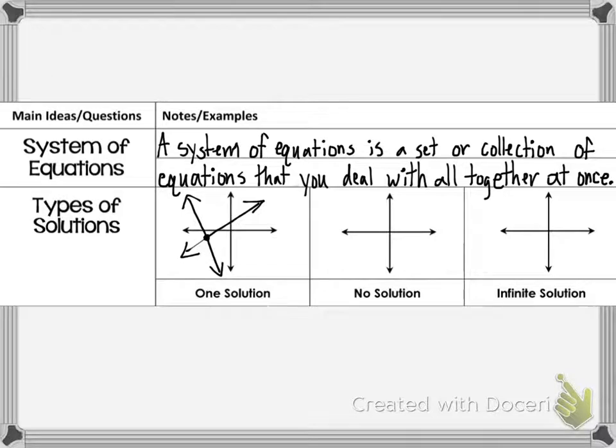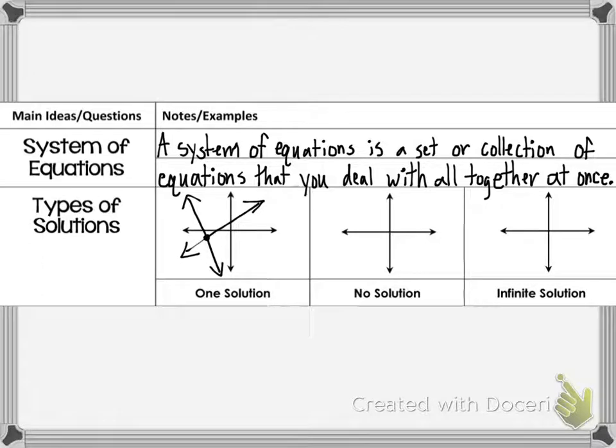Any questions on if I have one solution? If I have one solution, they're just going to intersect once. No solution. They're going to be parallel lines. Very good. Because if the solution is where they intersect, but I don't have a solution, it means they're never going to intersect, correct? Yeah.